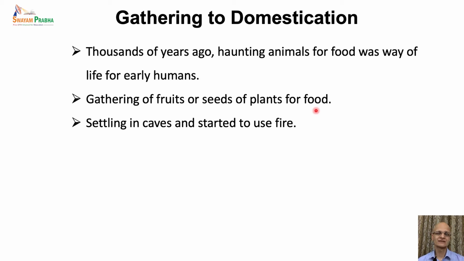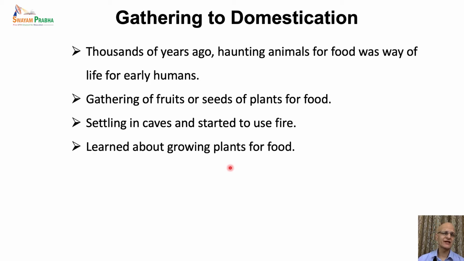With these developments, they started to settle down in the caves and started to use fire too. And because of the gathering, it also helped them to face difficult situations when food was not available. So they were able to use the food that they had saved or stored at the time when food was available. Settling down in the caves helped them to grow plants in the surroundings, because of the seeds that they were throwing out after eating the fruits, and it helped them to learn the concept of growing plants for food or growing plants of choice as per requirement.